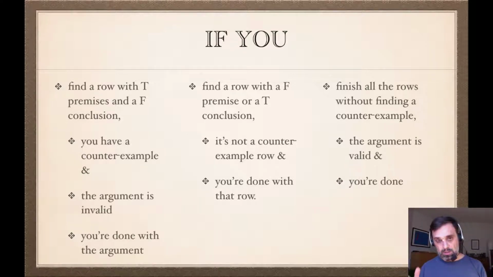So the way this works is you're going to say, I'm looking for counterexamples. If I find one, good, argument is invalid. If I don't, good, argument is valid. What is it for a row to be a counterexample row? All premises are true, conclusion is false. Once you determine that any of the premises are false or the conclusion is true, you're done with the row, you know it's not a counterexample, and you can move on.